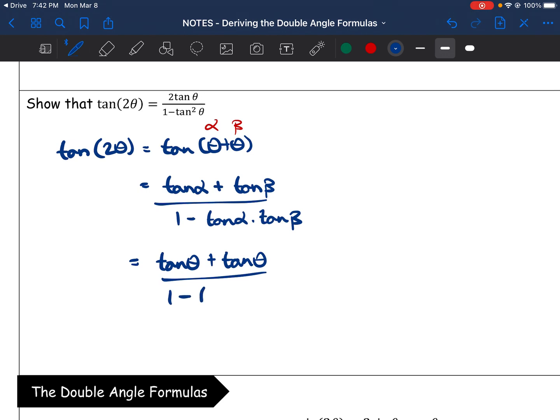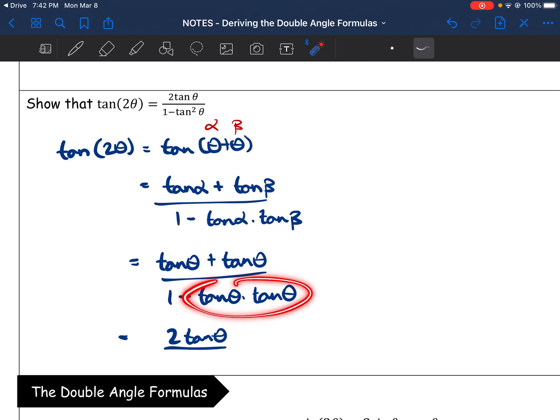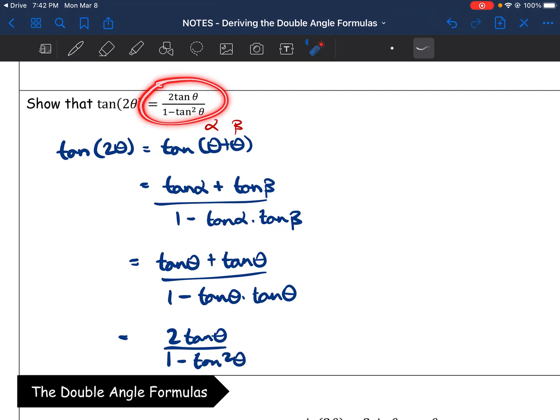over 1 minus tangent theta times tangent theta. And if we simplify this, well, tangent theta plus tangent theta, same term, so it's really 2 tangent theta. In the denominator, tangent theta times tangent theta is 1 minus tangent squared of theta. But that's exactly what we wanted to prove, that tangent of 2 theta equals 2 tangent theta over 1 minus tangent squared theta.